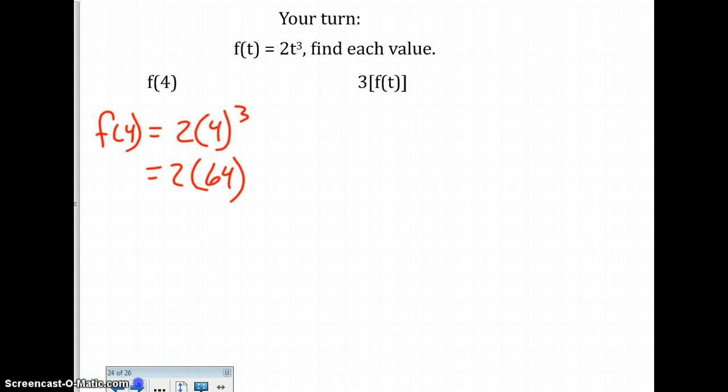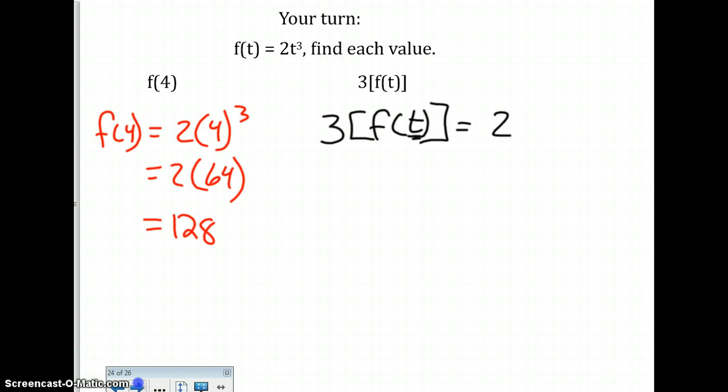So in this one, we put 4 in where we saw t. 4 to the third is 64. 2 times 64 is 128. On to our next one. We're going 3 times the function when x is t. So again, here I'm putting a variable in, and it's going to end up looking like, oops, forgot the 3 out in front. 3 times 2t to the third. Go ahead and distribute that through, and we end up with just 6t to the third.